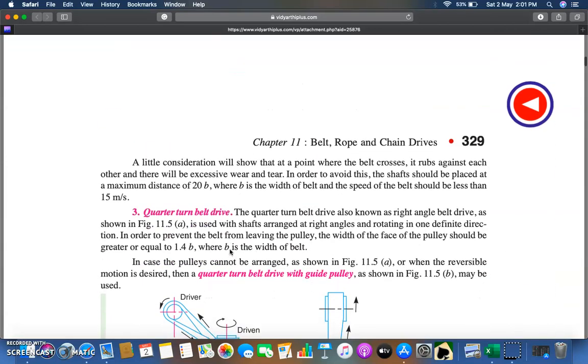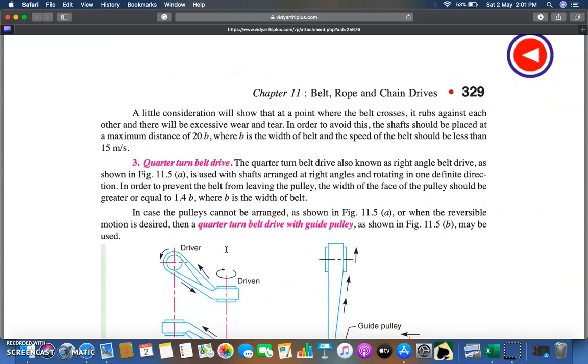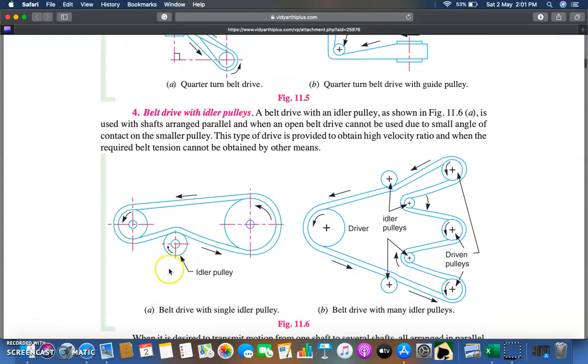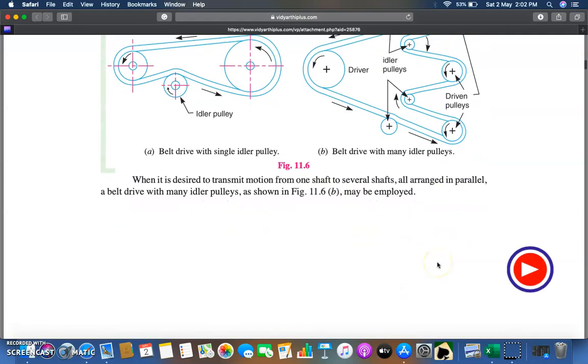Next is the quarter turn drive, which is not in your curriculum as of now. Belt drive with idler pulleys is used whenever the gap between two pulleys is very large. Then you can use a single idler or multiple idlers, depending on the construction or the power transmission capacity of your belts.